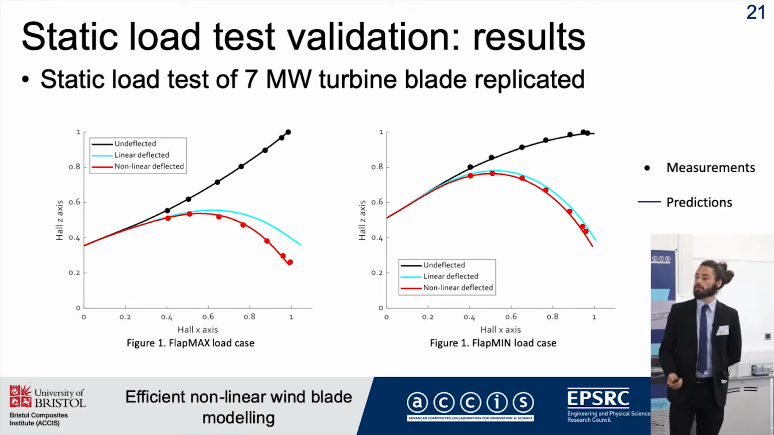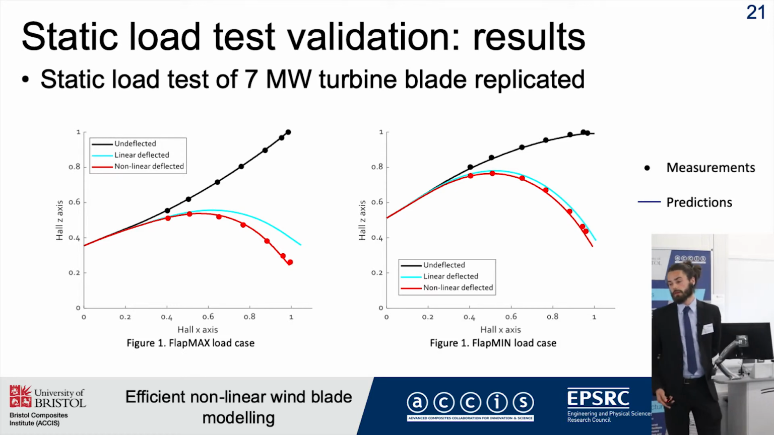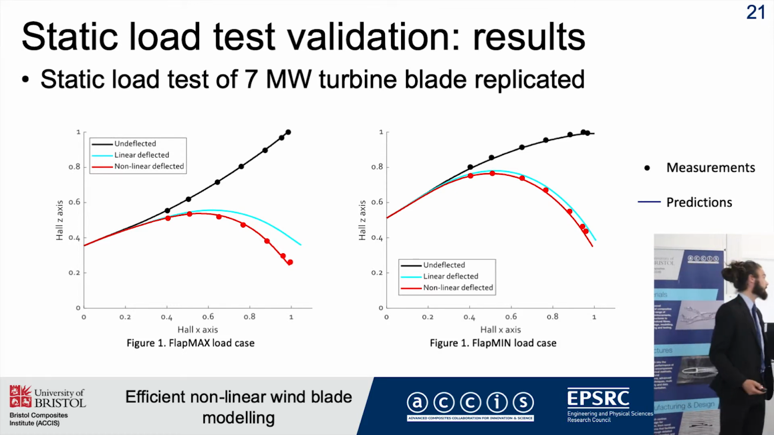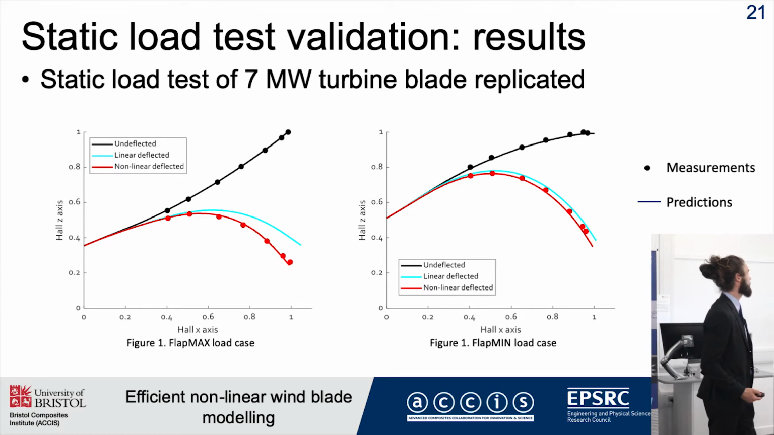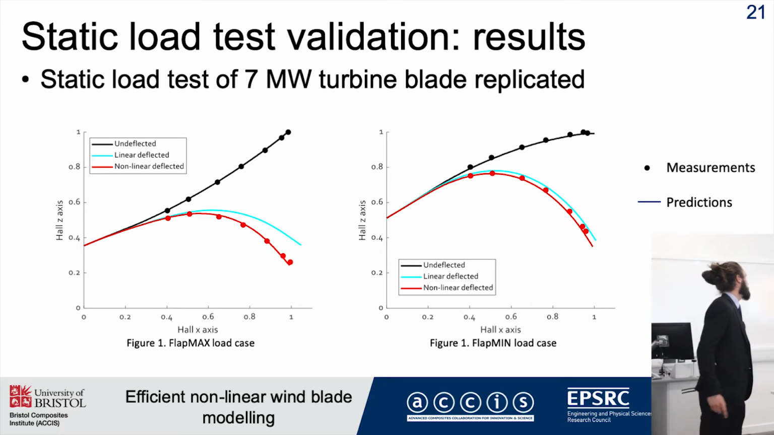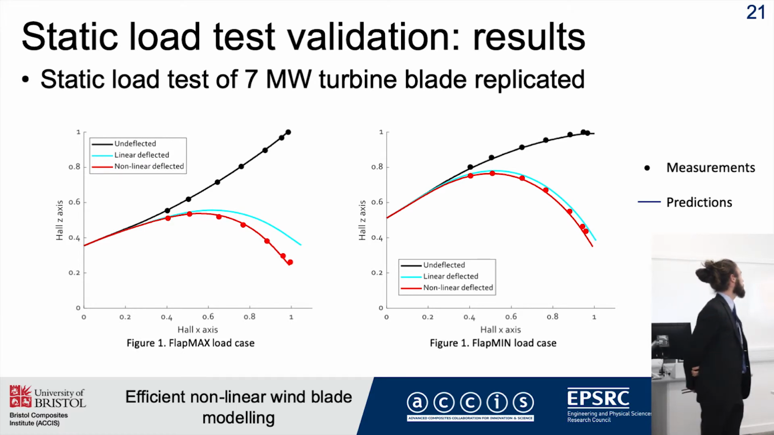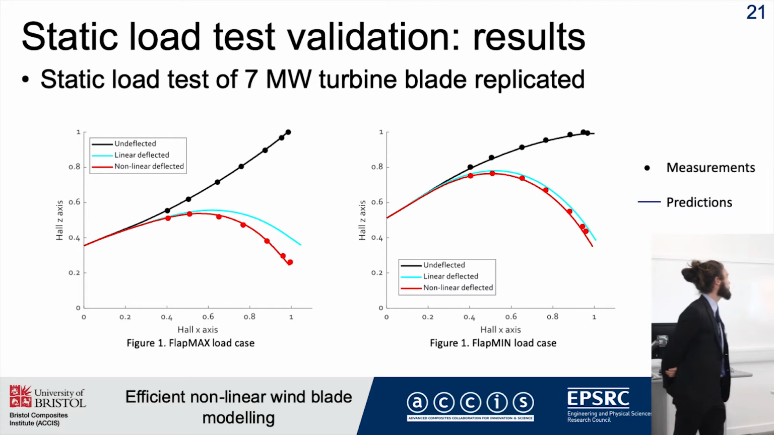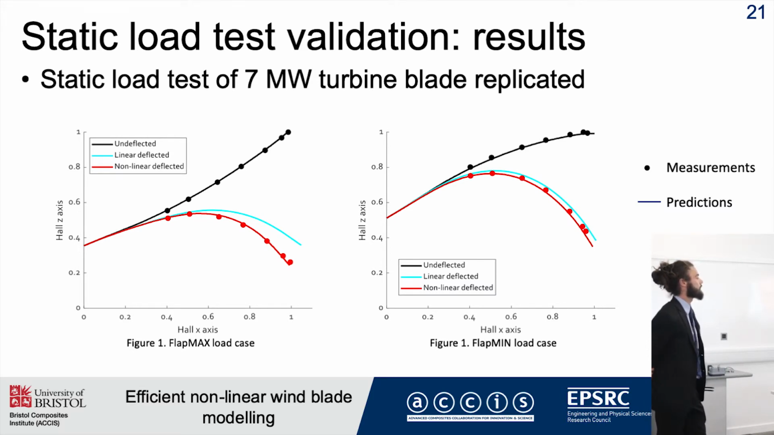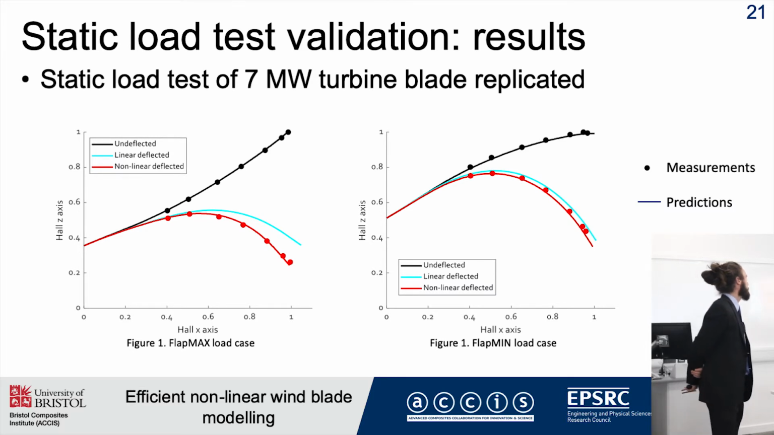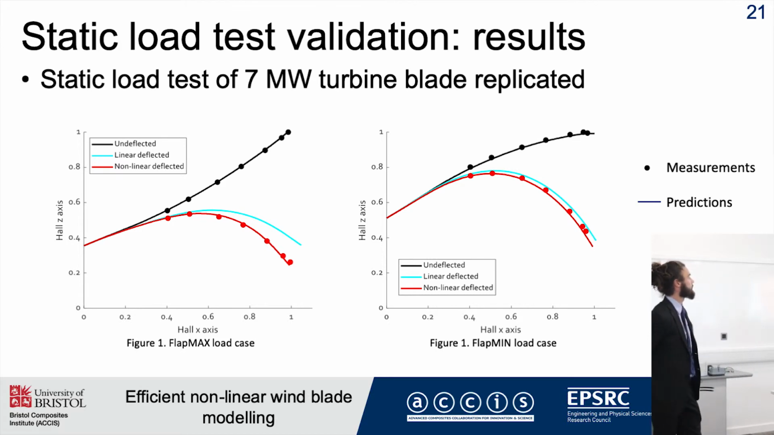So these are the results. On the left, we have the maximum flapwise load case, and on the right, the minimum flapwise load case. The dots indicate measurements, the lines indicate predictions, the black line is the undeflected state, and the blue and red are the deflected state. What we can see on the left is that there's a much greater difference between the linear and the non-linear predictions than on the right.